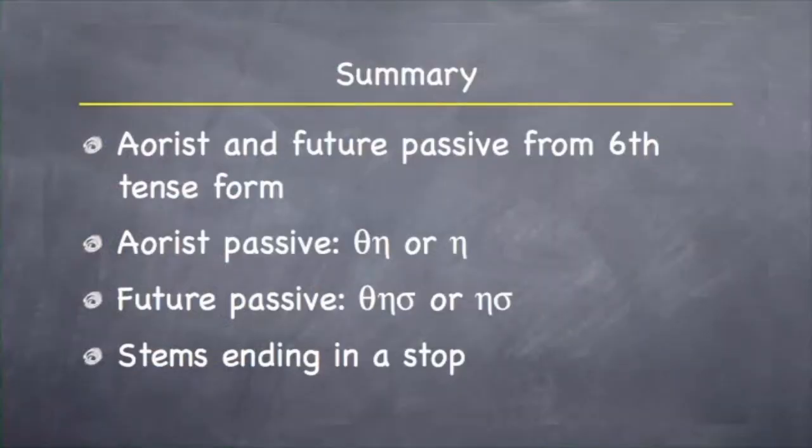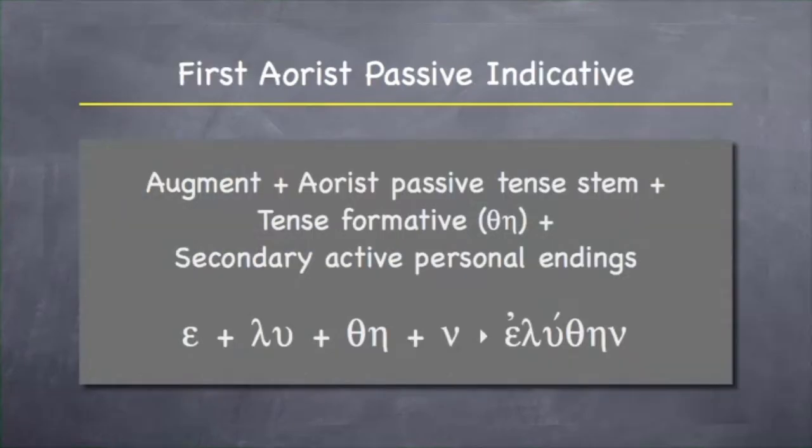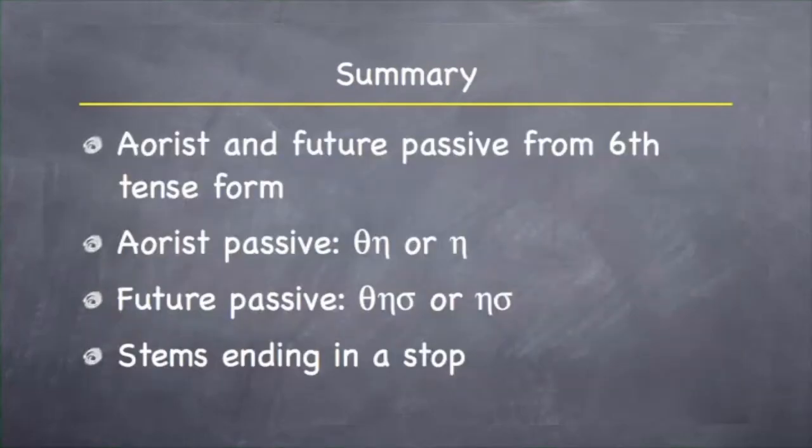Okay, let's summarize what we've learned. We've learned the aorist and future passive are formed from the same tense form, the sixth one listed in the lexicon, which technically is known as the aorist passive tense form. The tense formative for the aorist passive is theta eta if it's a first aorist, or an eta if it's a second aorist. And so the aorist passive is formed with the augment, the aorist passive tense stem, the appropriate tense formative, and secondary active endings. The tense formative for the future passive is, if it's a first passive, theta eta sigma. If it's a second future passive, it's an eta sigma.